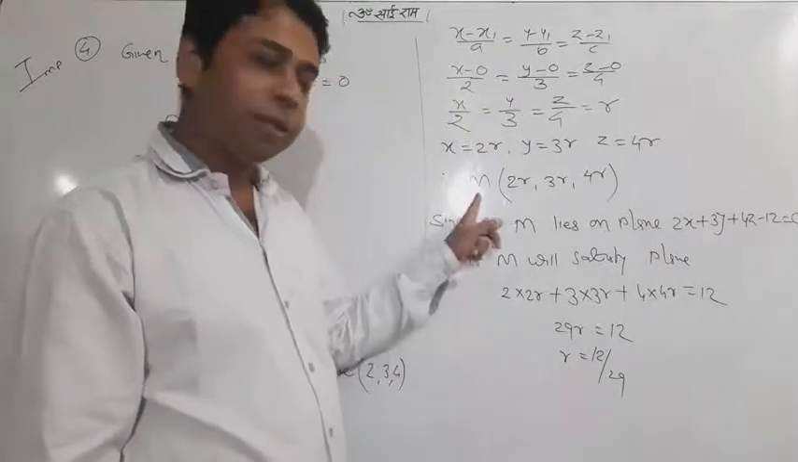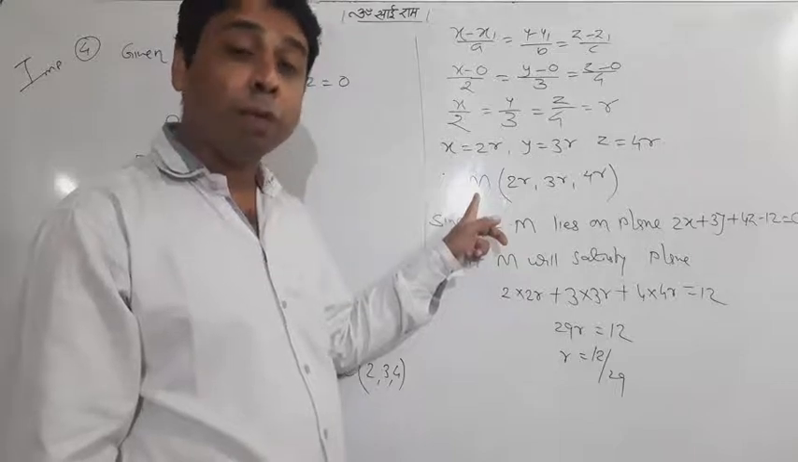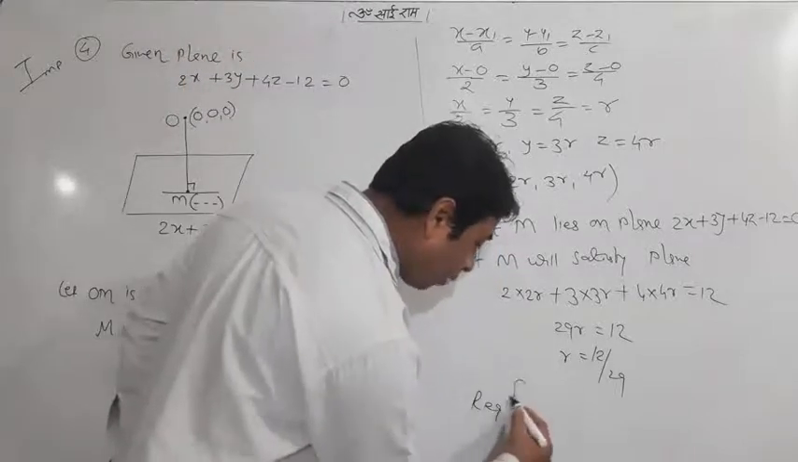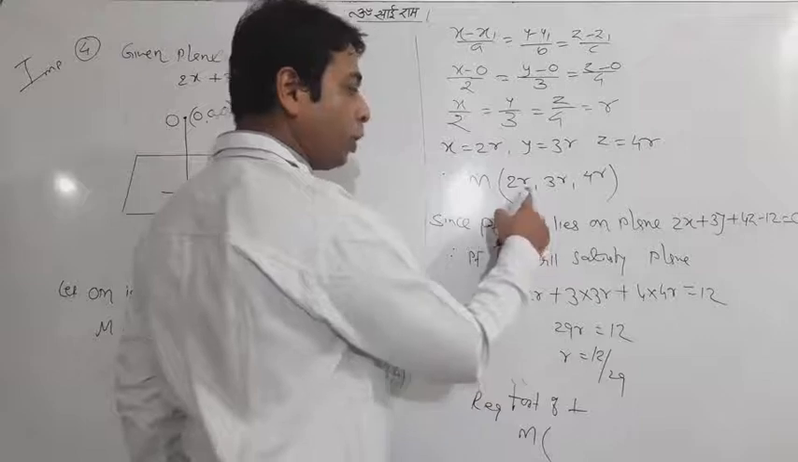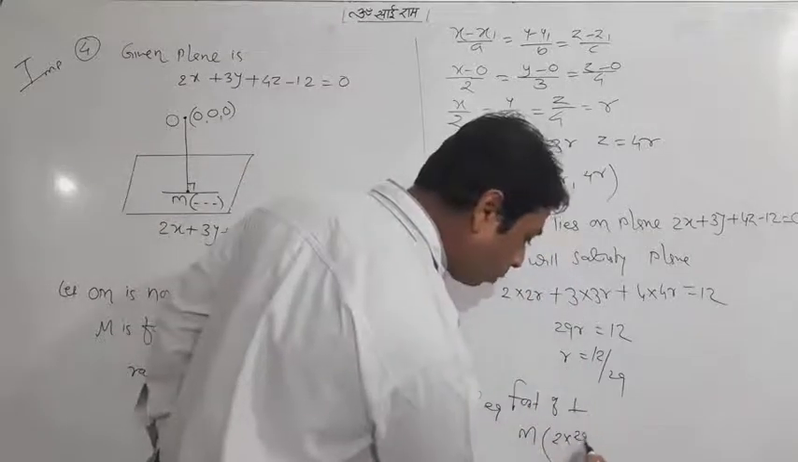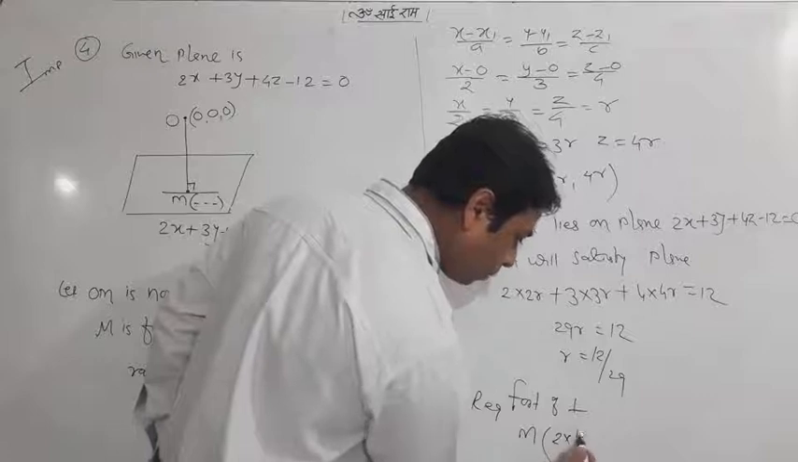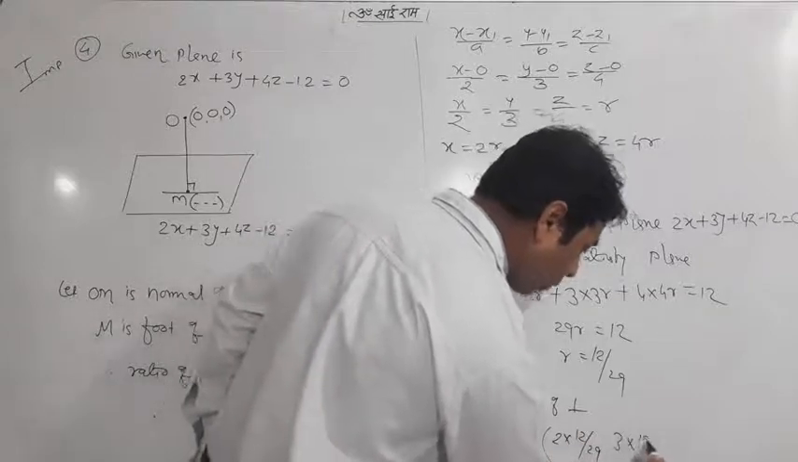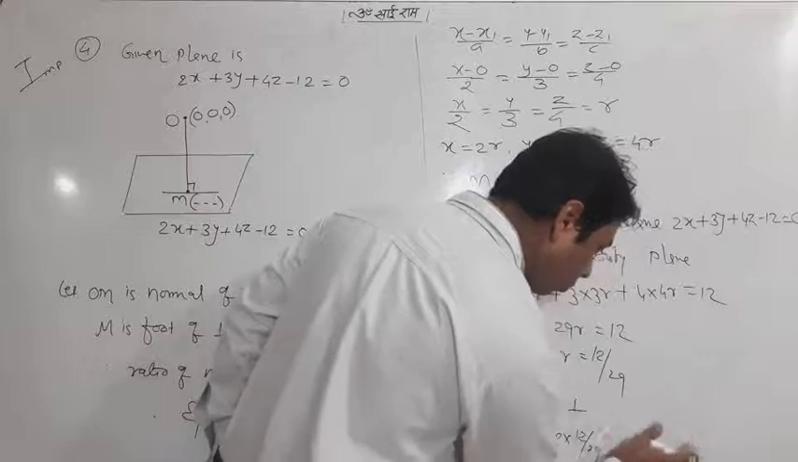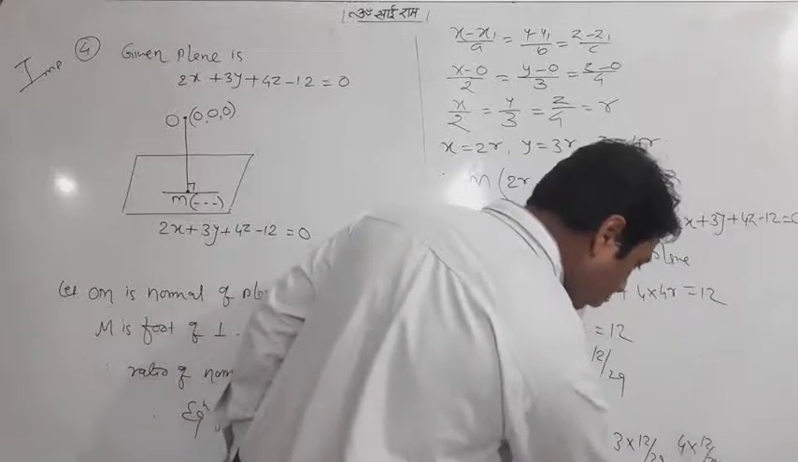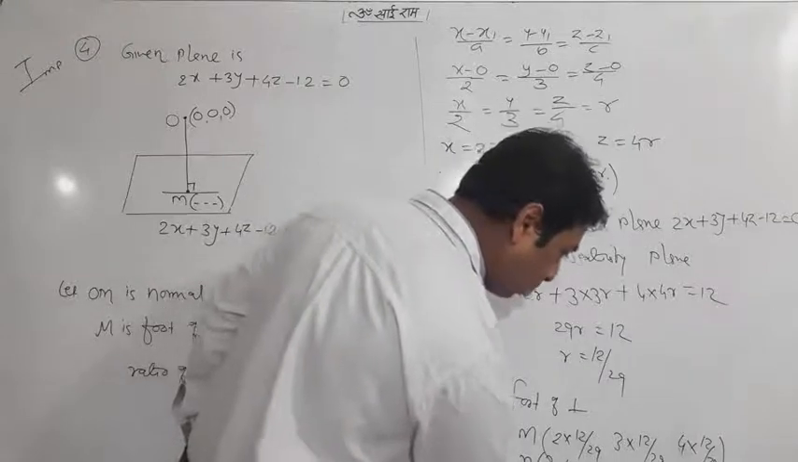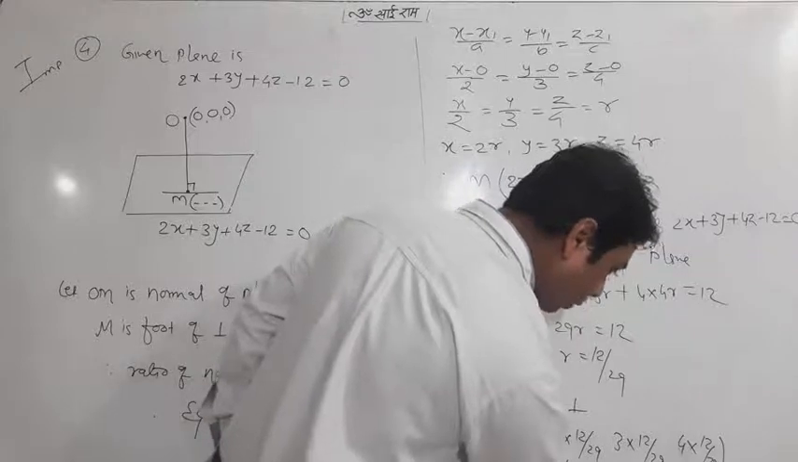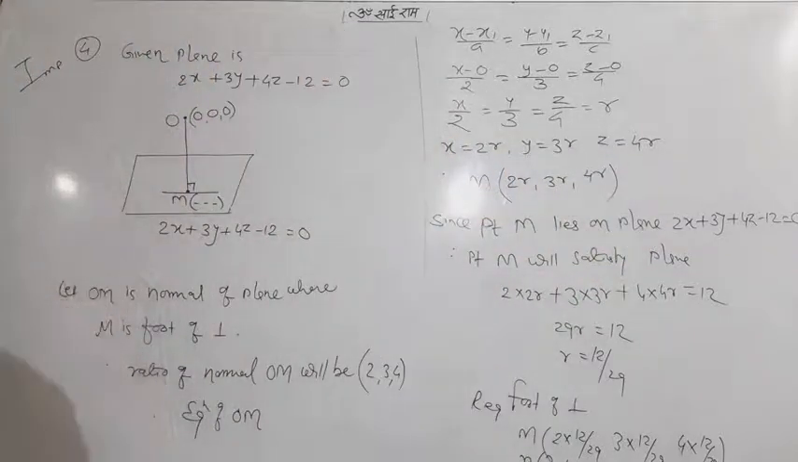Now r you will put in M, because M was the required point which was the foot of perpendicular. So the required foot of perpendicular is M. 12 by 29 put instead of r. 2 into 12 by 29, 3 into 12 by 29 and 4 into 12 by 29. So your answer is very near to you: 24 by 29, 36 upon 29 and 48 upon 29. It looks very awkward, but I tell you that answer is true.